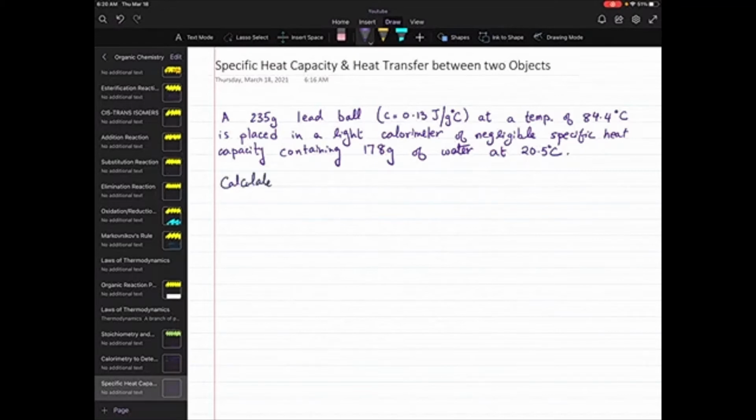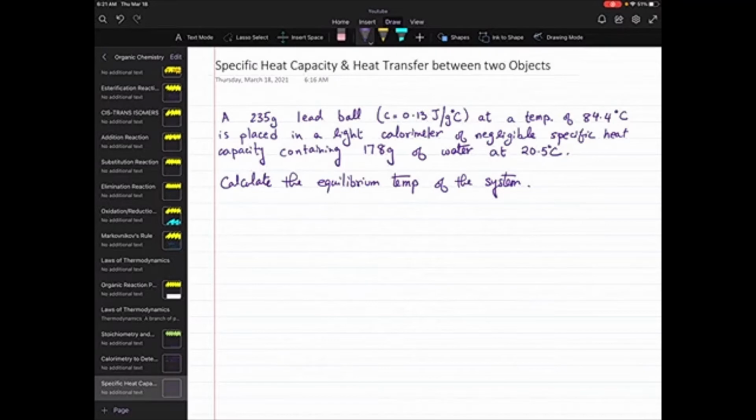Calculate the equilibrium temperature of the system, which means the temperature when it becomes the same for the object, the ball, and the water. That is the equilibrium temperature. In other words, they're looking for the final temperature. All right, so let's look at all the components here.